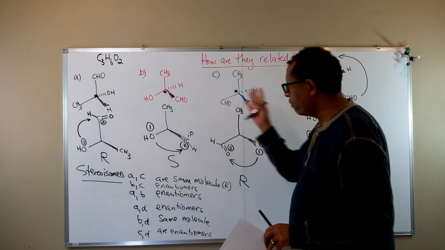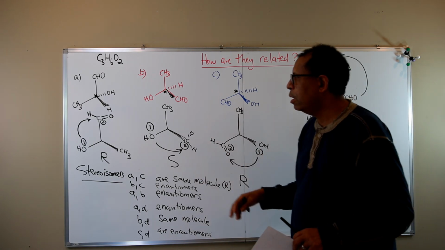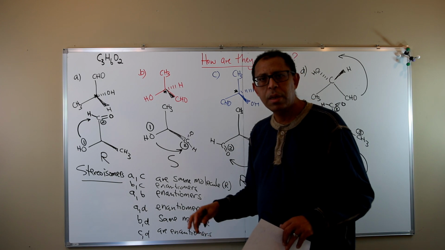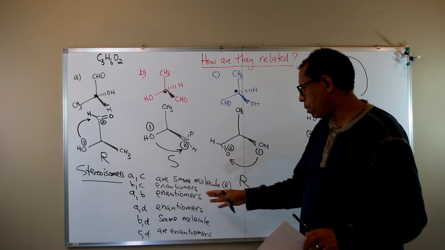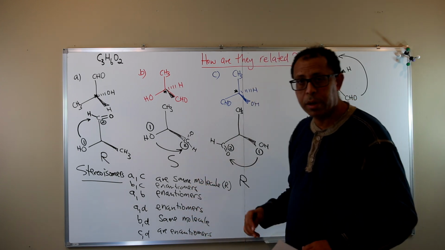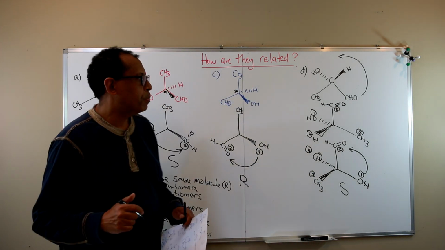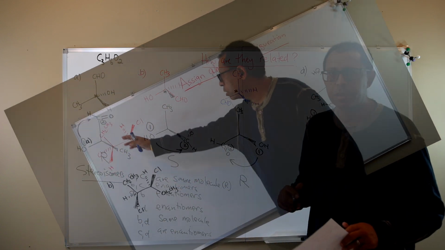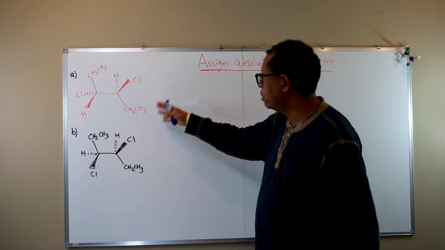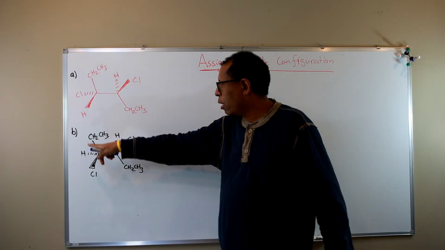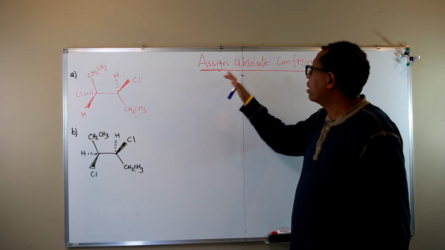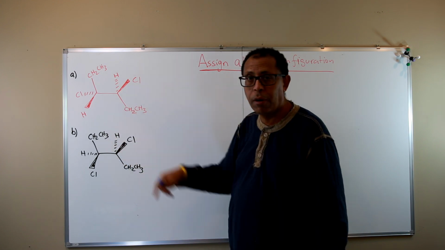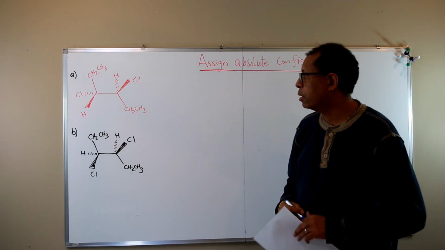So all of them are stereoisomers. Some are the same molecule, some are enantiomers, some are also the same molecule as already identified. So we'll still continue solving other problems. Let's also work on these problems. We have compound A, compound B. Our assignment is to assign the absolute configuration of all the stereogenic centers.